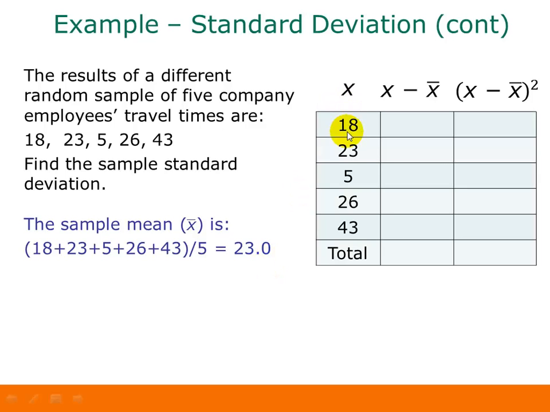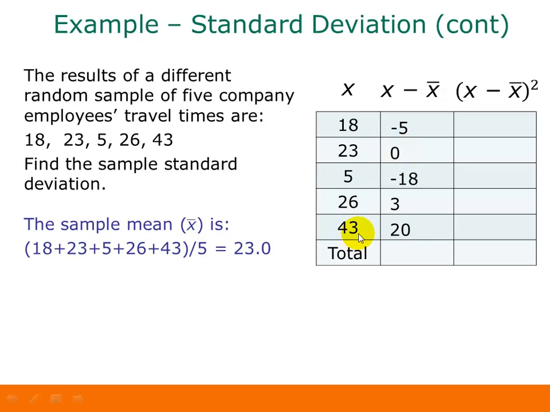Again, we're going to use a table. So here are all of our data values. And first we're going to take each data value and subtract the sample mean from it. If we take 18 minus 23.0, we get a negative 5. And we do the same for the rest of these. Notice for the 23, since it was the same as the sample mean, we got a 0 in this column.